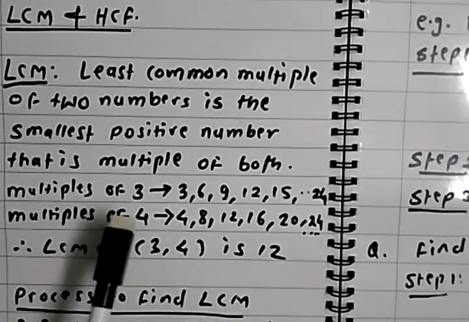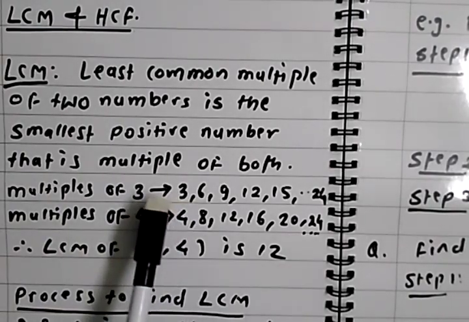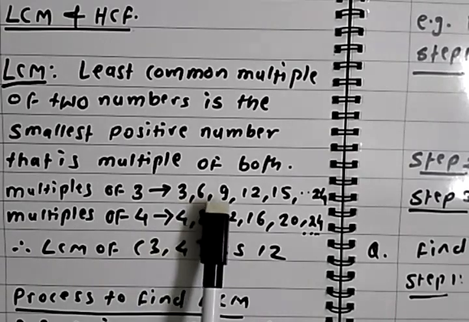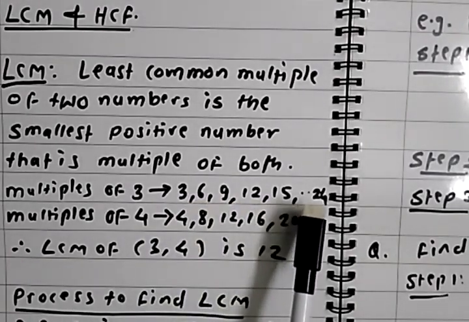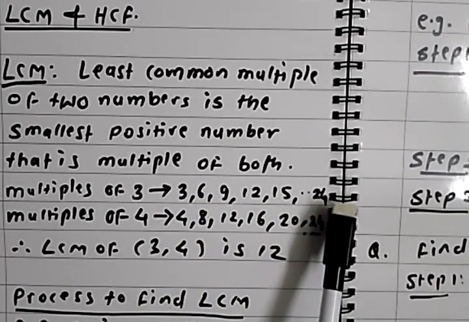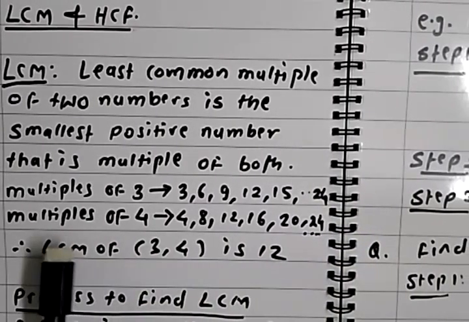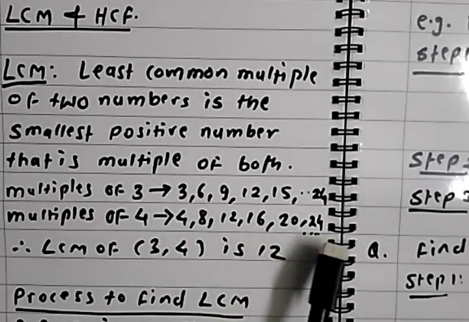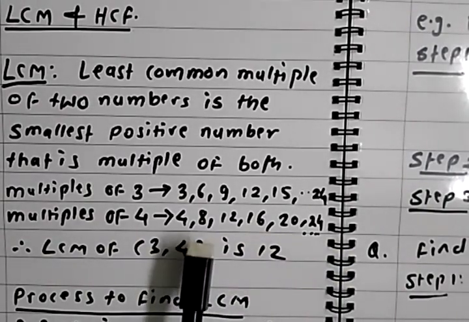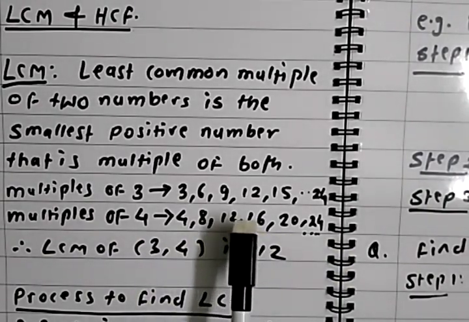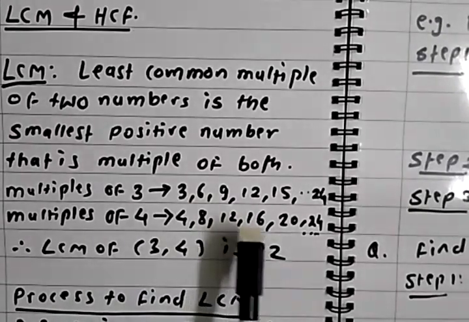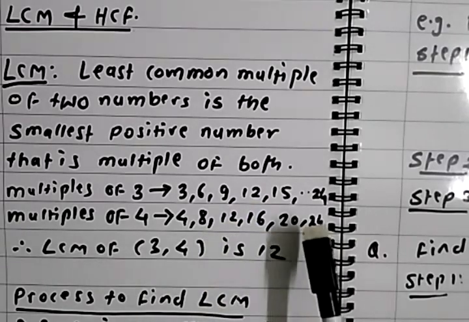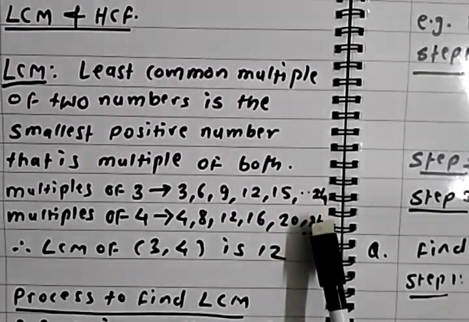For example, here are multiples of 3, that is the numbers which are there in the table of 3. So 3, 6, 9, 12, 15 and so on, till 24 for example. Now multiples of 4 are 4, 8, 12, 16, 20, 24. Now if you observe, there are many common multiples between 3 and 4, like 12 is here, 12 is here, 24 is here, 24 is here.